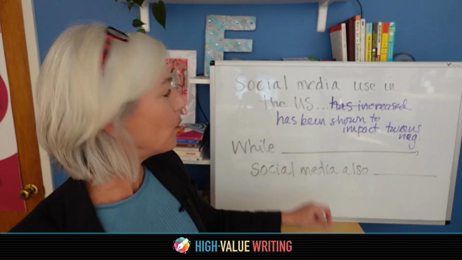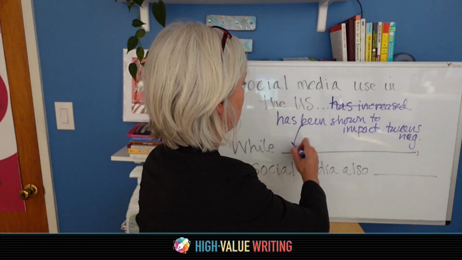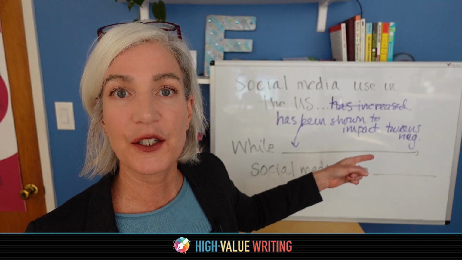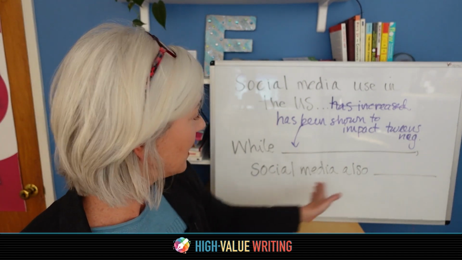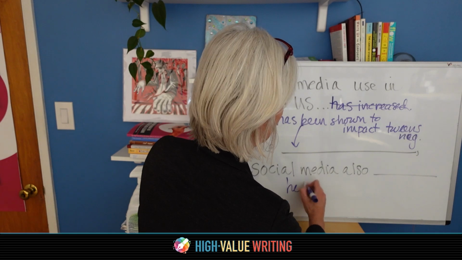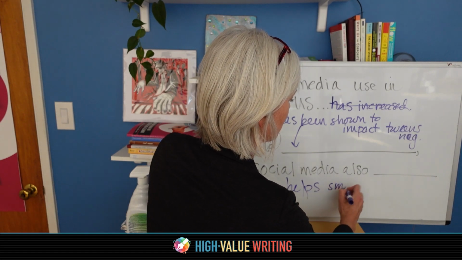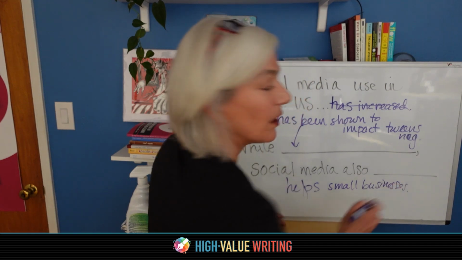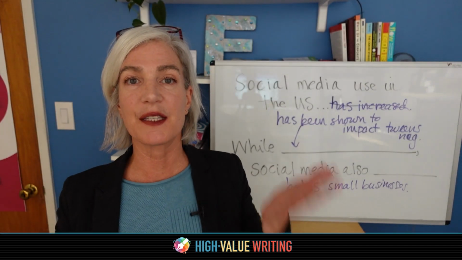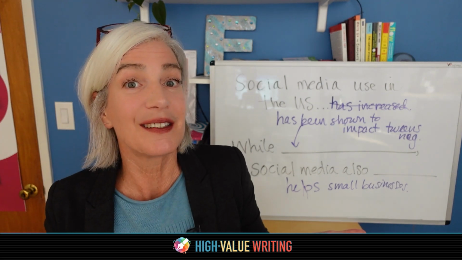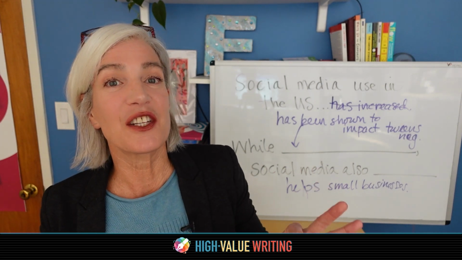Here I might say, while social media use in the US has been shown to impact tweens negatively, social media also helps small businesses. So I could be trying to say in my essay, we have positives and negatives with this increase of use in the US. All right, so let's move on to the third option.